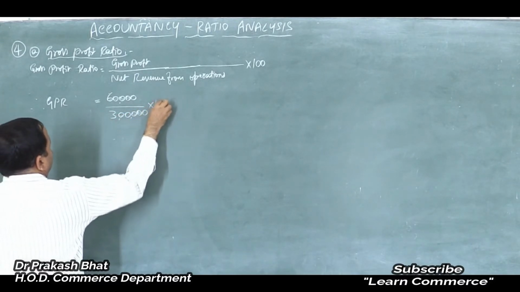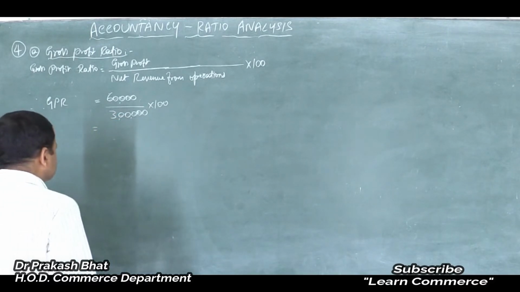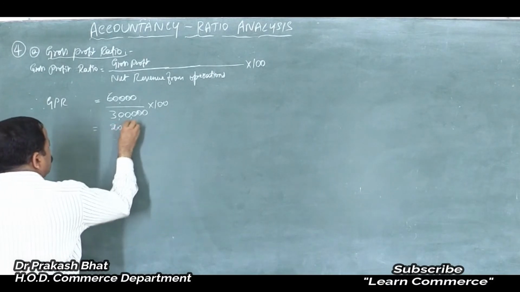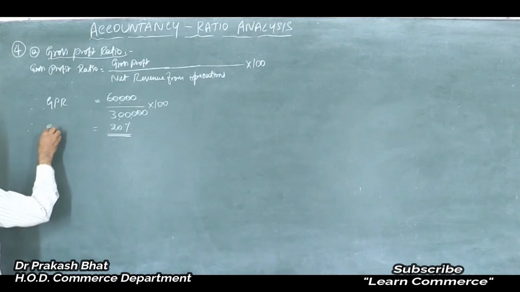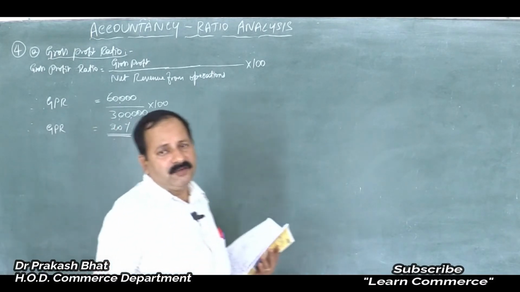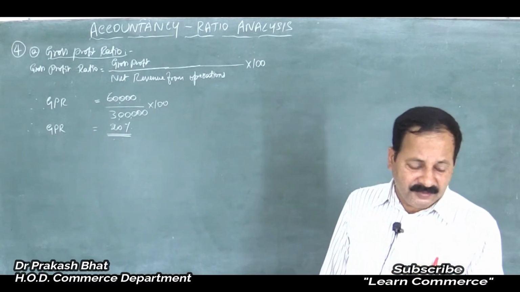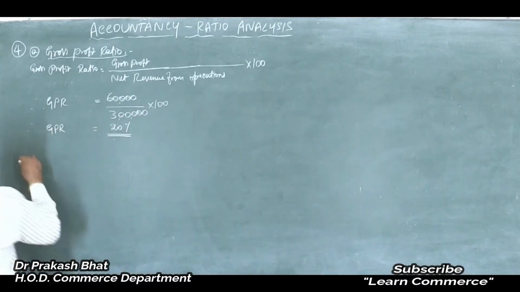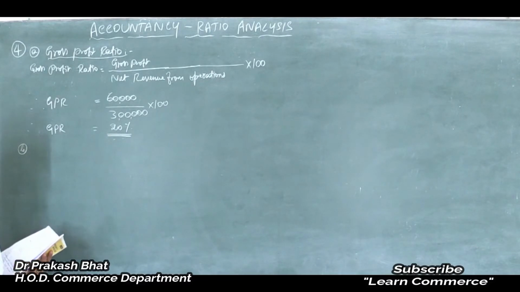into 100 is equal to, simplify it, I think it is 20%. Therefore GPR is equal to 20%. Your problem is solved. First part is solved. Now let us move on to the second part, point B. Gross profit ratio is over.